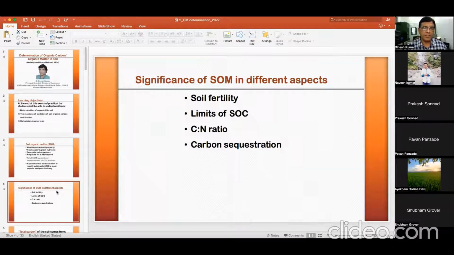Carbon sequestration. It is important to understand carbon sequestration. Suppose this year, carbon content in soil was 2%. Next year, suppose it becomes 2.5%, or say after 5 years, it becomes 2.5%. Then how much carbon increase is there in the soil? So such kind of studies or estimates can be made if we know the soil organic matter levels of our soil.